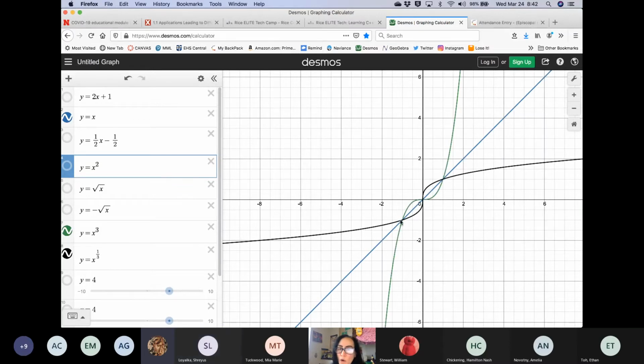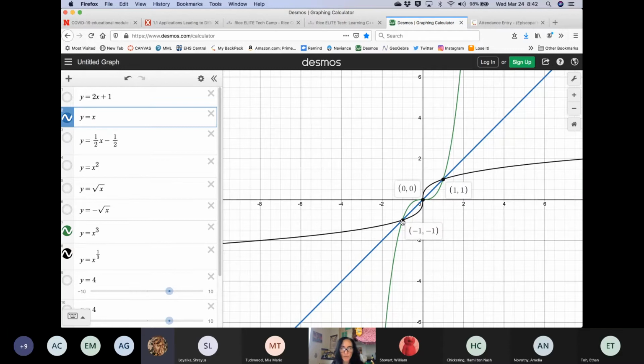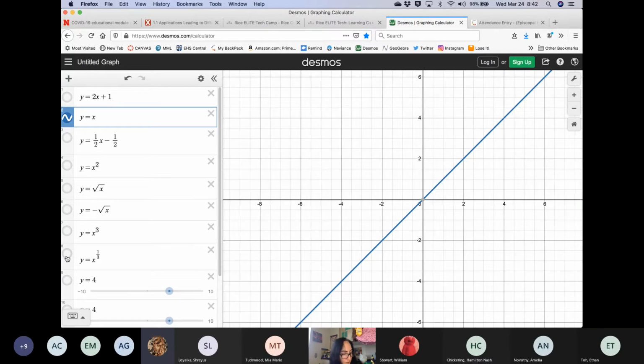So again, the only points that are fixed points are the points that actually fall on the line y equals x, because when I interchange my x and my y values, they're the same value. So that doesn't change.